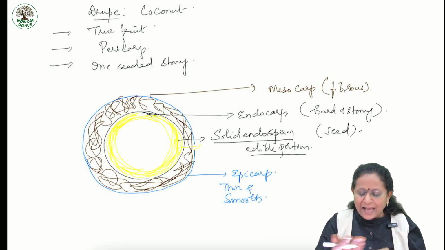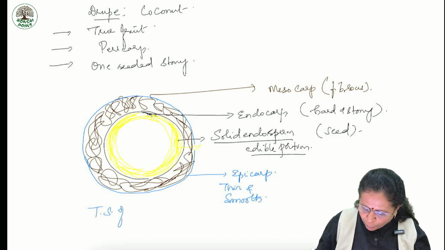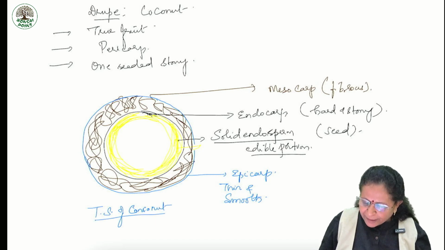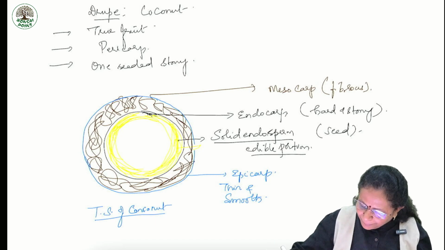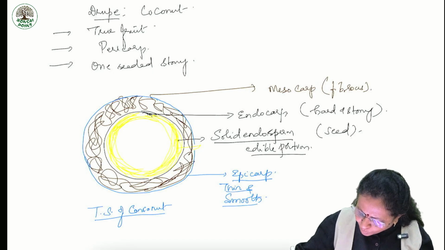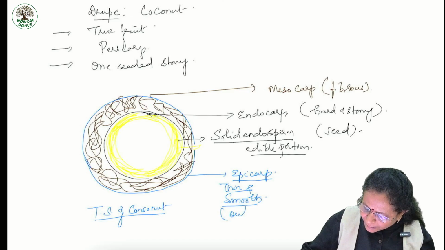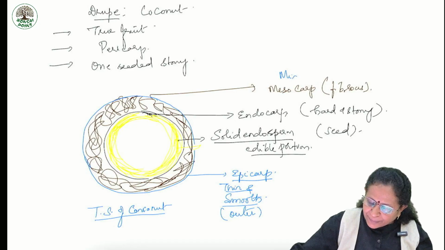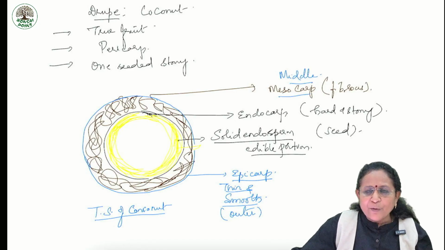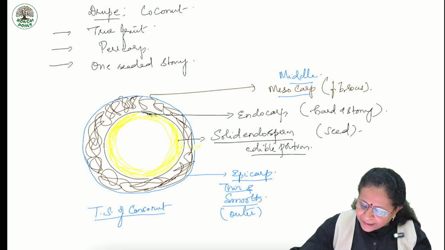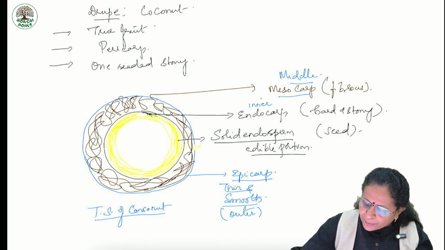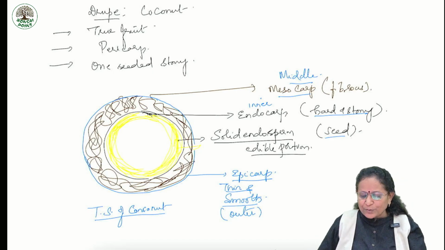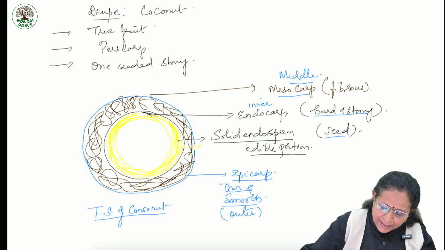See, when you take the transverse section of coconut, which is an example for drupe, you will find epicarp which is thin and smooth. It is the outer epicarp which is thin and smooth. Then followed by that is the middle mesocarp which is fibrous, and inner endocarp which is hard and stony, enclosing a single seed. So, this is the explanation for drupe.